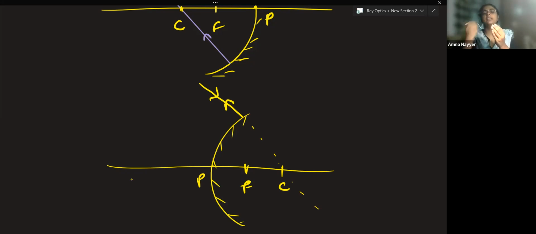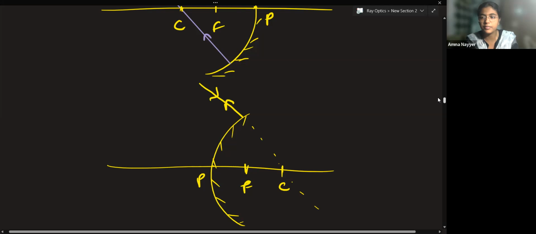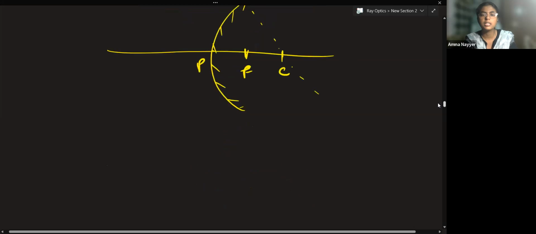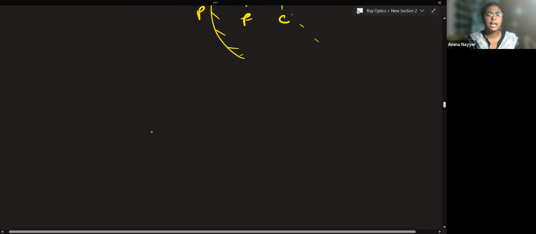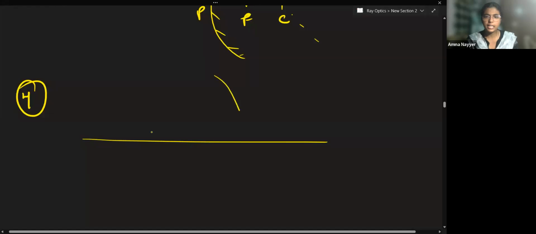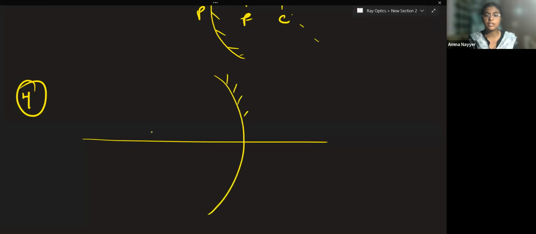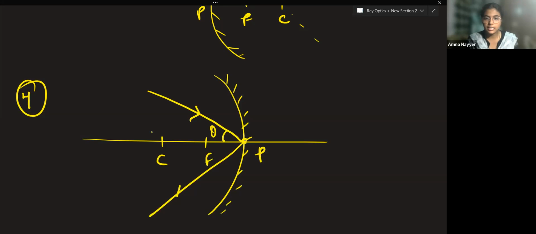Obviously, behind the mirror, rays will not fall. That's why we are drawing dotted line. This will become clearer when we do the ray diagrams after this, when we apply this. The last one says that, see, if any incident ray of light strikes on the pole, this is the focus, this is the center of curvature, making some angle theta, then exactly with angle theta, it gets reflected.